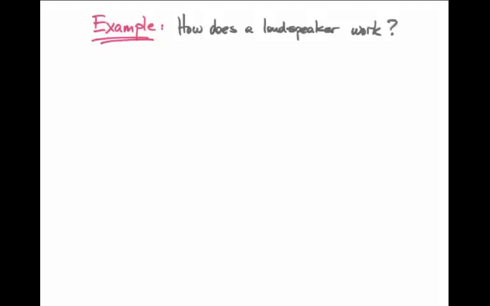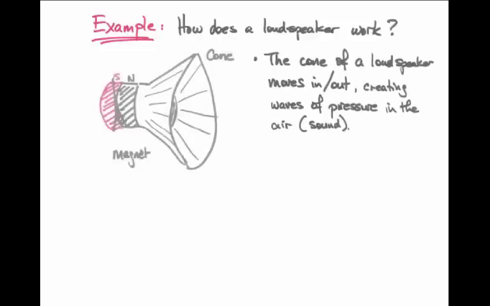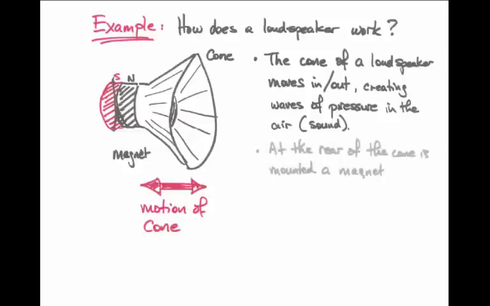A loudspeaker is basically an example of an electric motor. The cone of a loudspeaker moves in and out, creating waves of pressure in the air. It pushes air. The frequency at which the cone pushes back and forth in the air is related to the frequency or the pitch the speaker is required to make.